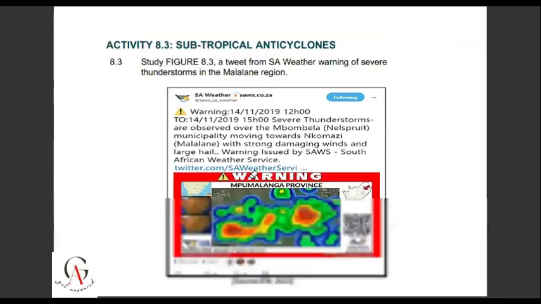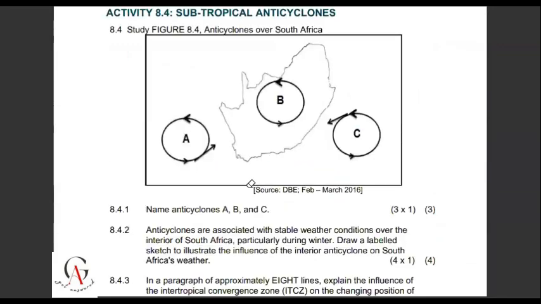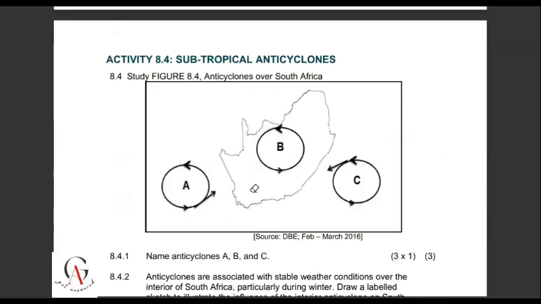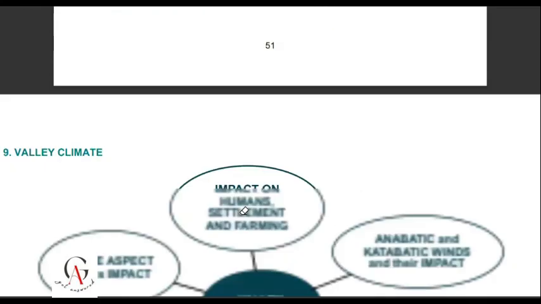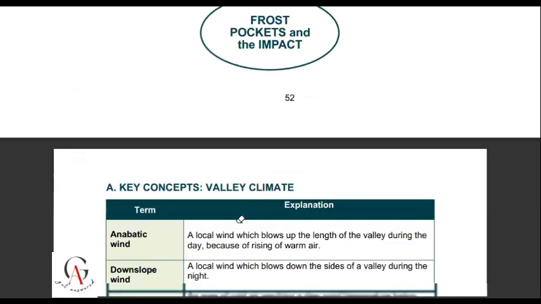And then we also have the coastal low pressure cells. We have low pressure cells occurring along the coast. They move from the west going to the east along the coastal region. That is typical of the coastal low pressure cells. Right. Then we need to move on to valley climates.